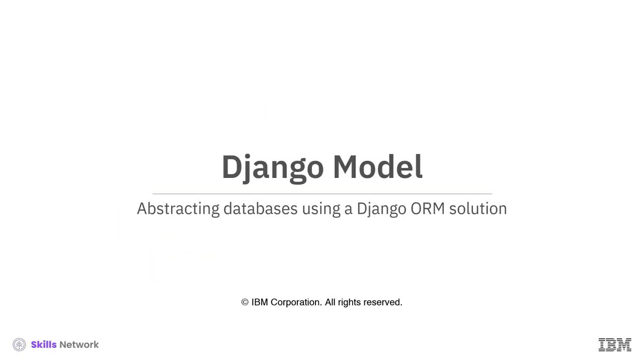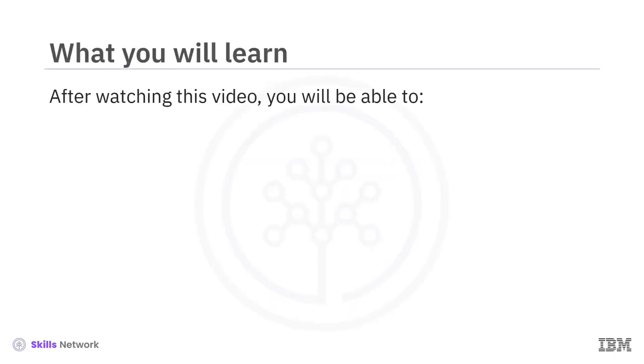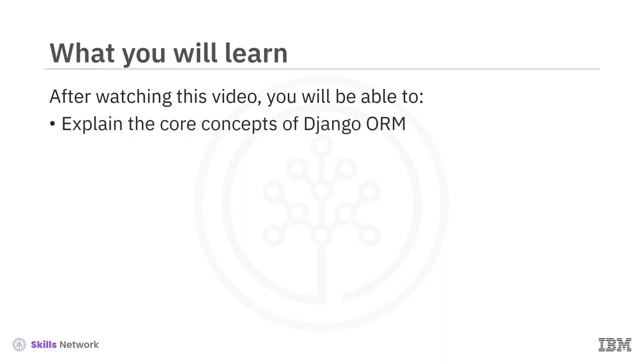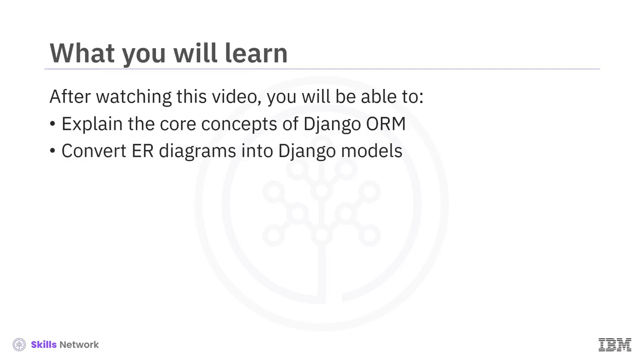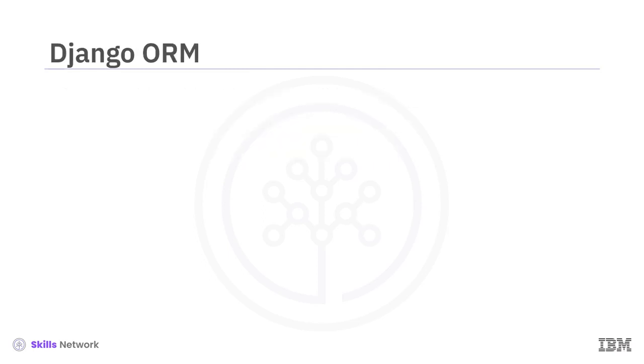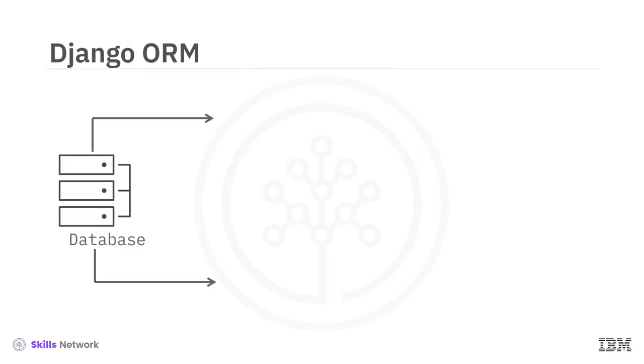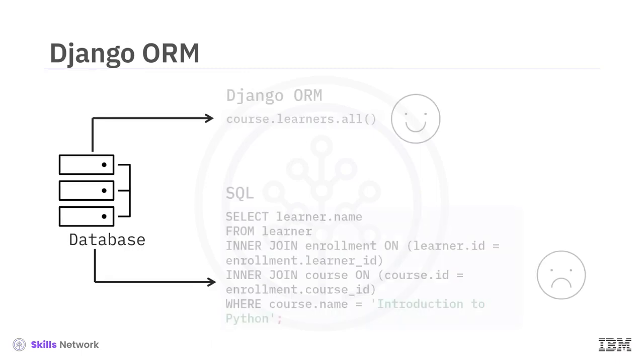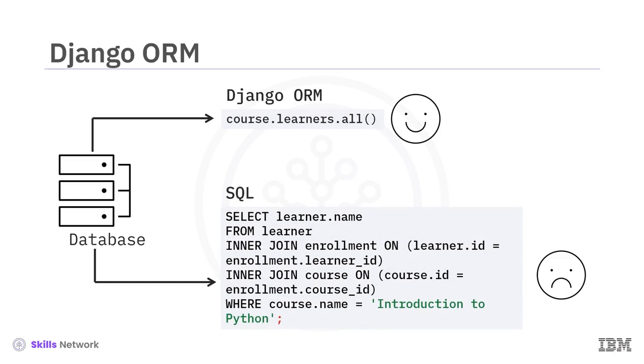Welcome to Django Model, a popular object-relational mapping or ORM library for Python. After watching this video, you will be able to explain the core concepts of Django ORM and convert your entity relationship diagrams into Django models.